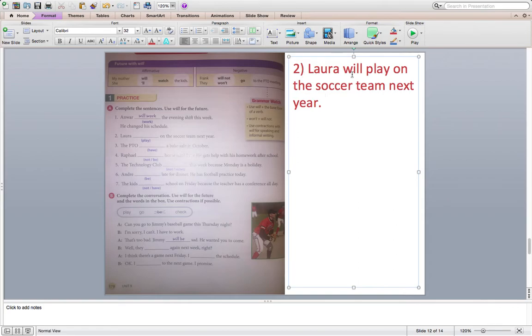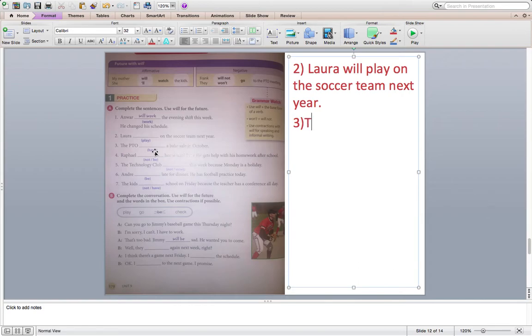So remember that you cannot combine this to say Laura. That's not correct. You need to have the full word. Laura will play on the soccer team next year. Let's look at 3. You have to use the verb have.